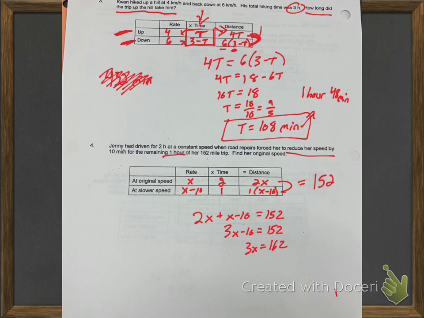And then I'm going to divide. So if I do 162 divided by 3, that'd be 54. So x is going to be 54. So we need to find her original speed. And her original speed, the rate, is just x. So it would be 54 miles per hour. Again, if it said what was her speed for an hour at a slower speed, you would just plug this x in for this equation. So it'd be 44 miles per hour at a slower speed.